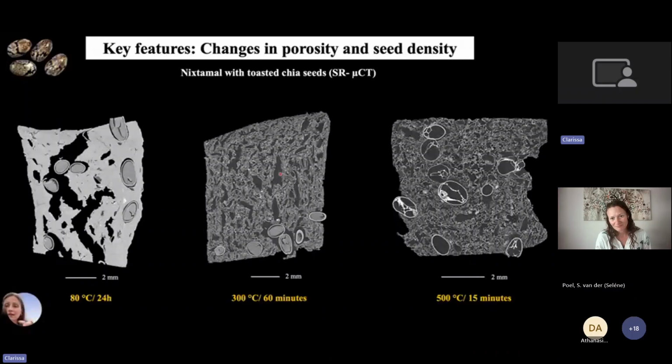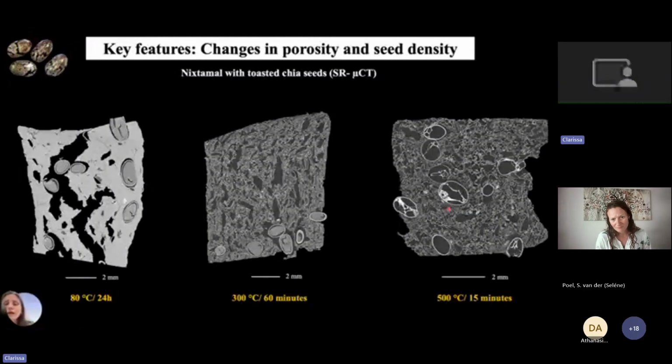But here you can also have another way of visualizing them, and you can see how, for example, the interior of the seeds is going to be lost, as well as carbonization, as the temperature increases. So you're going to lose material, which obviously makes sense.